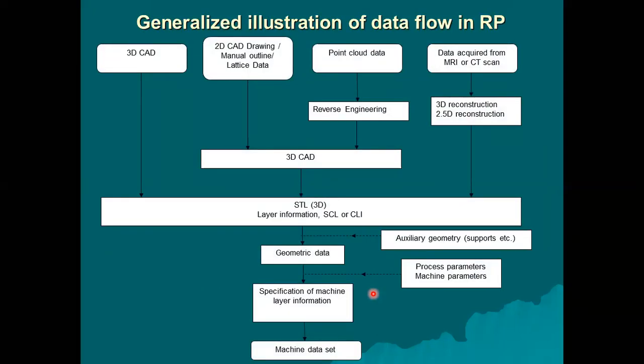Okay, now I'll explain to you the generalized illustration of data flow, the kind of input data which is used in 3D printing, and which can be used to produce different kinds of components. So obviously one is the path which I have already described to you. That is, you start with 3D CAD modeling, you make an STL file, and then you proceed further and you deposit the component. Am I correct?